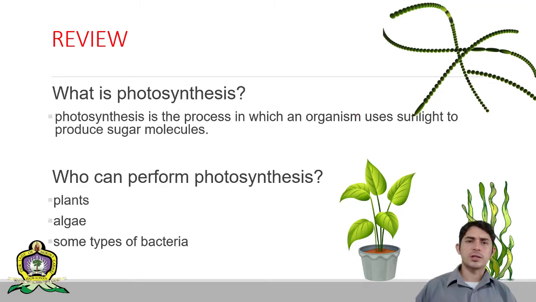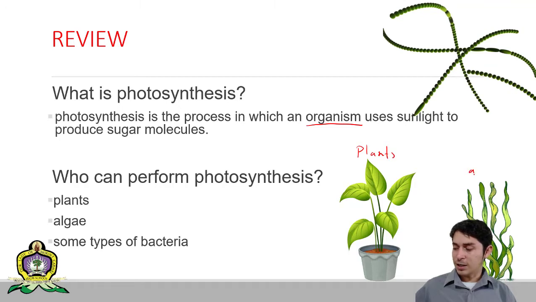What is photosynthesis? In a nutshell, photosynthesis is the process in which organisms use sunlight in order to create glucose. That's basically what photosynthesis is. And notice that I put the word organisms or organism. And what types of organisms are able to photosynthesize? Well, we have plants, as you should be able to see there.